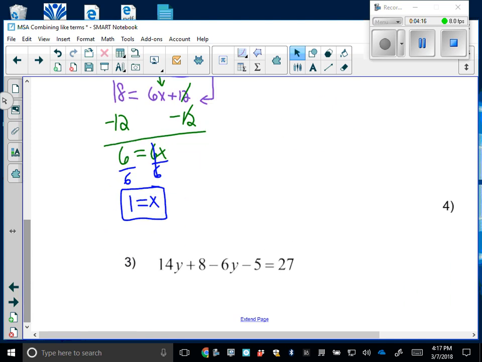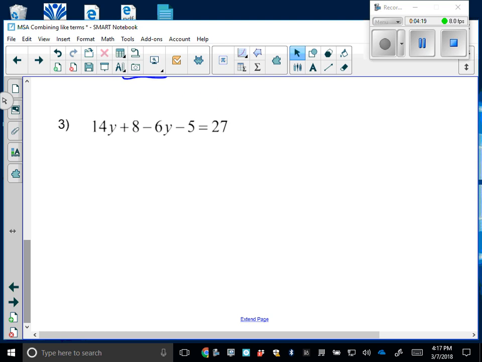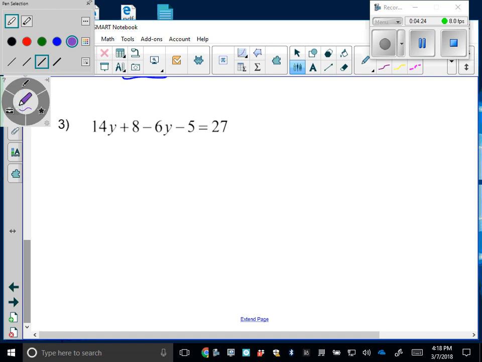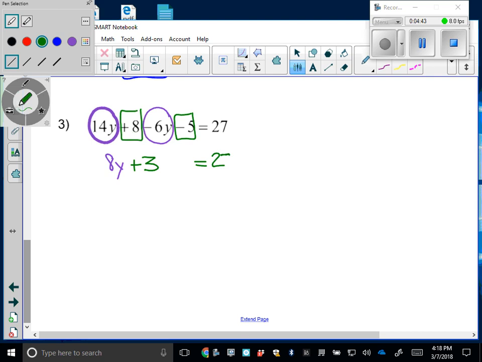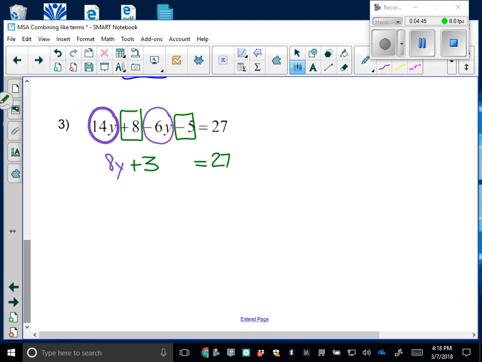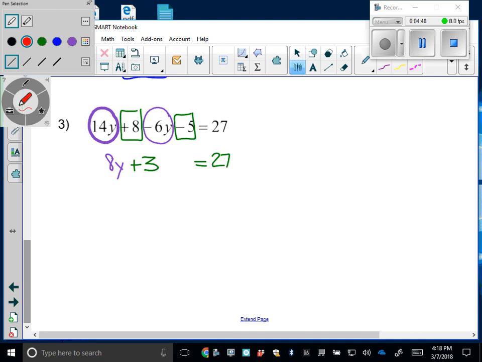Problem 3. Step 1, combine like terms. So I have this y term and that y term. 14 take away 6y is 8y. I have positive 8 take away 5, that's plus 3, equals 27. So I've combined like terms. Now I'm going to solve the two-step equation by isolating the variable y.